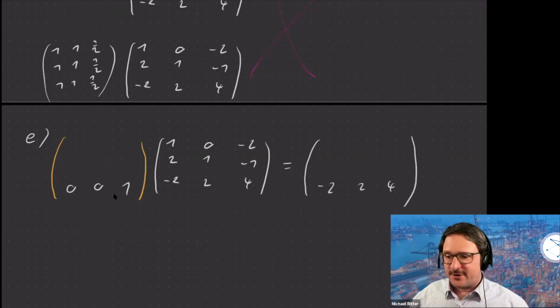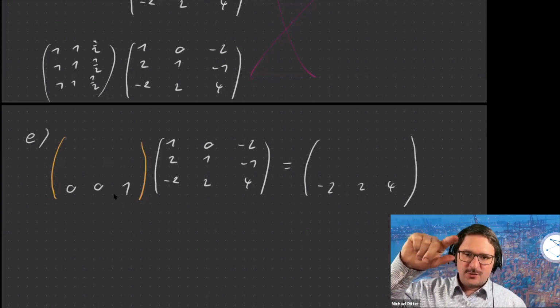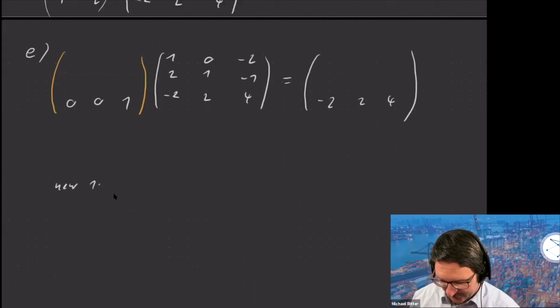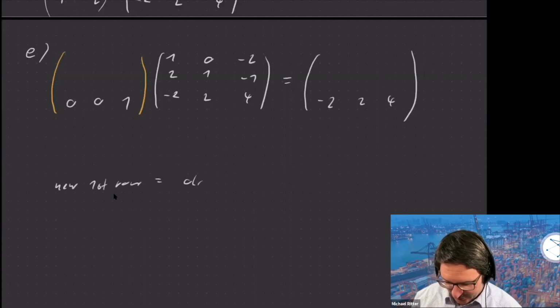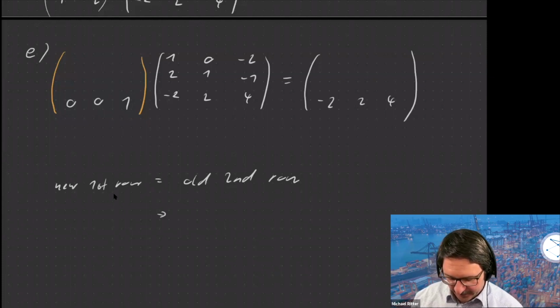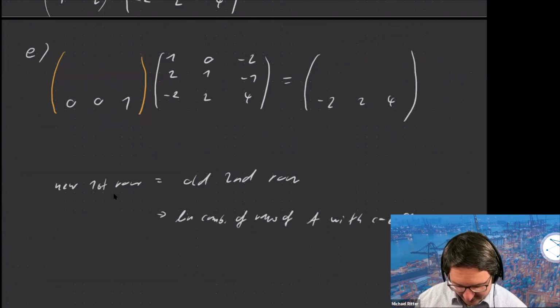And we want to exchange the first and the second row. So in other words, we want the new first row to be equal to the old second row. So that's the idea here. New first row is equal to old second row. Well, what does that mean? That means the new first row is a linear combination of the rows of A with coefficients. And well, what do we take here?